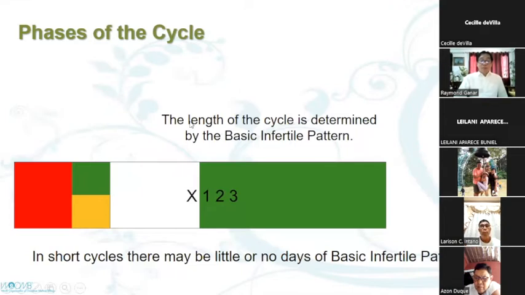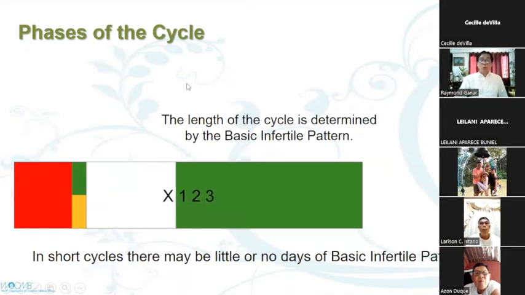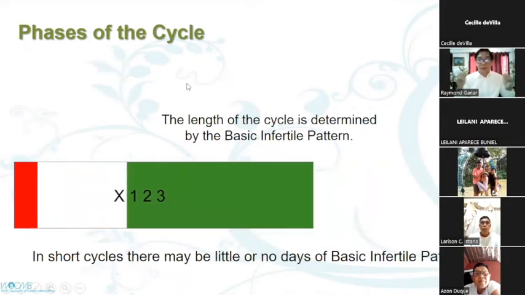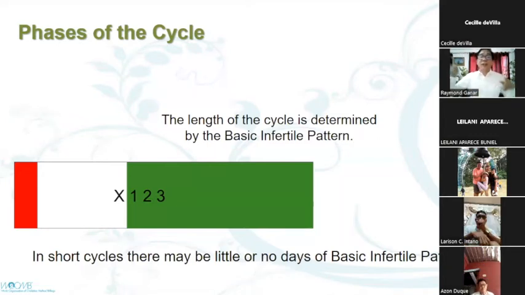There is also a possibility for a short cycle. Look at the short cycle. There is a possibility wherein the BIP will disappear. No BIP. Or if there is BIP, maybe 3 days only, very short. It might have a shorter BIP, or the BIP might disappear. And with that, we consider this a short cycle, meaning your menstruation will commence maybe on the 18th or the 20th day, before reaching the 35-day cycle.